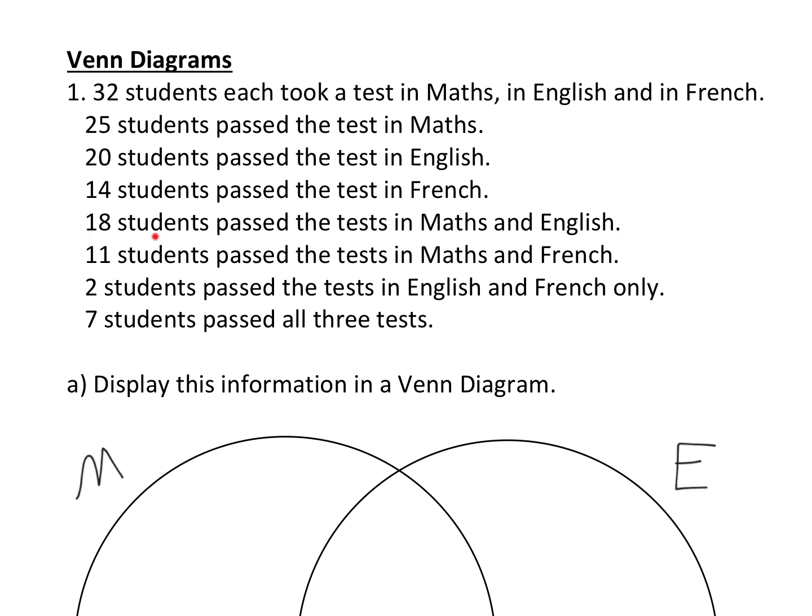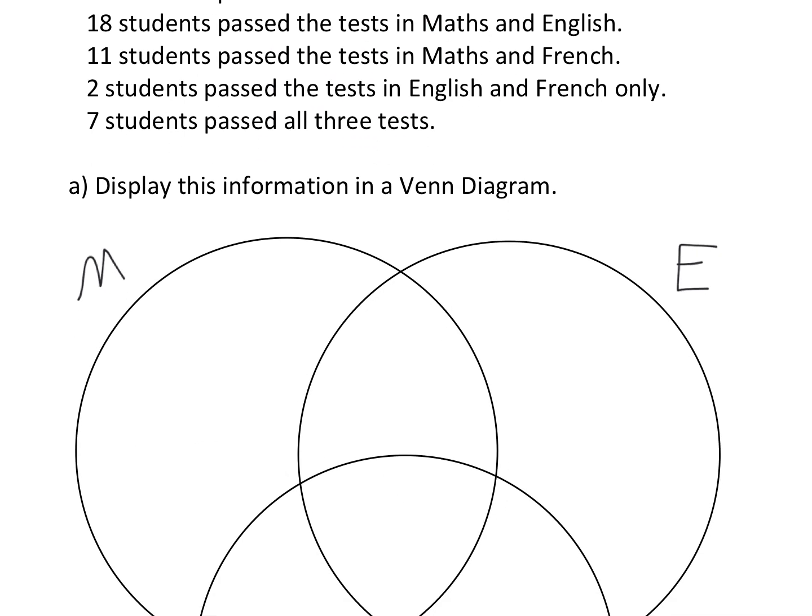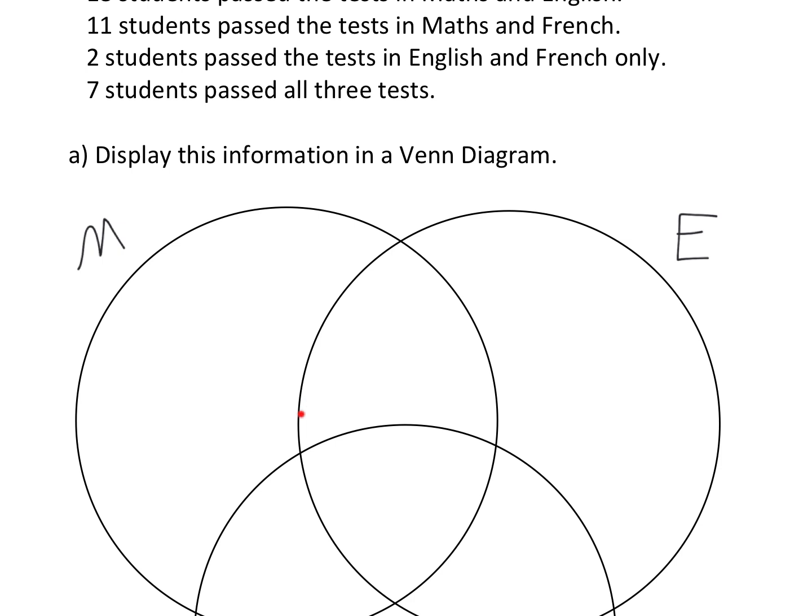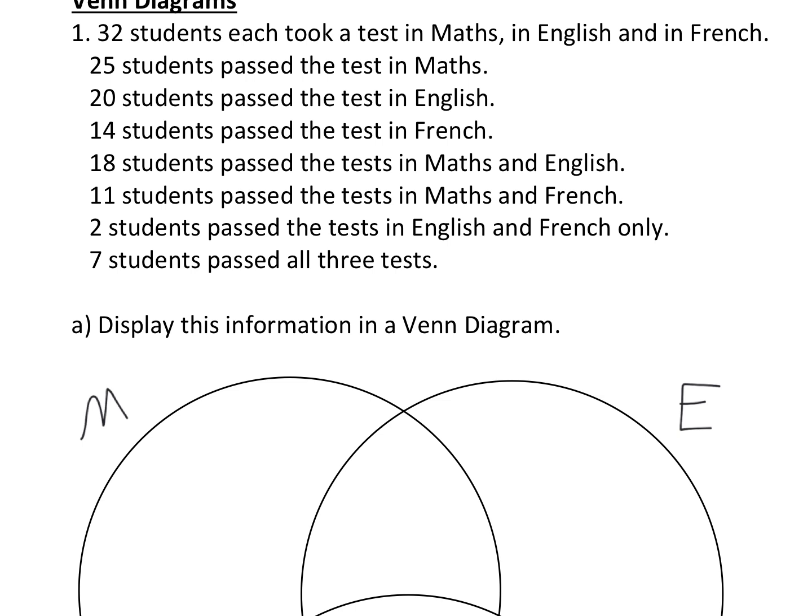We can't enter any of those yet. Now it gives us some more information about 2 bits. 18 students passed the test in maths and English. Maths and English is this whole overlap here. That's maths and English. But that bit is made of 2 sections. Maths and English without French, because French is not in that circle. Maths, English and French. So again, we can't use that bit of information because it's got 2 groups in it. And equally here we've got 11 students passed maths and French. That's going to be 2 bits. 2 students passed the test in English and French only, and 7 students passed all 3 tests.